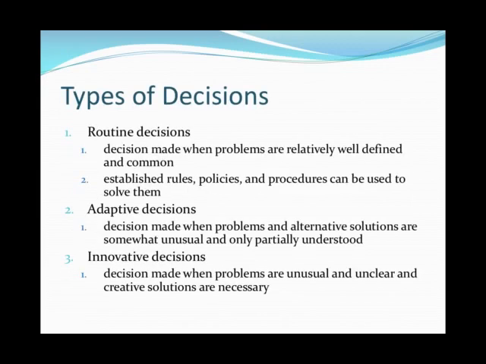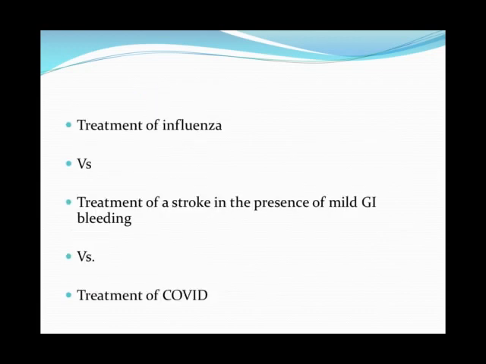There's an established rule in place for how we treat influenza, versus a stroke in the presence of mild GI bleeding. Now, if it was just a stroke, it would be a routine decision because there are guidelines that we follow when someone has a stroke and needs blood thinners. But we also know that if someone has GI bleeding, they should not be put on blood thinners. So there's one reason the patient needs a blood thinner, but there's a reason the patient can't get a blood thinner. So what do we choose?